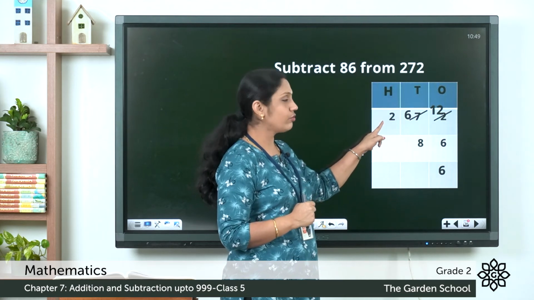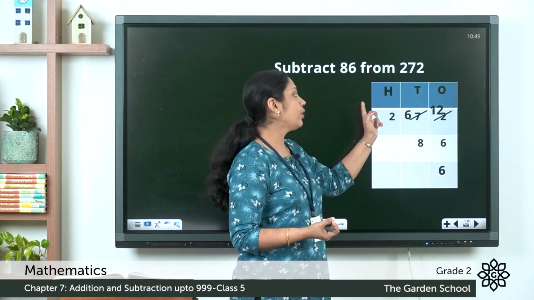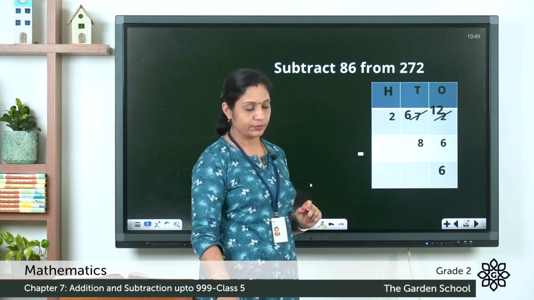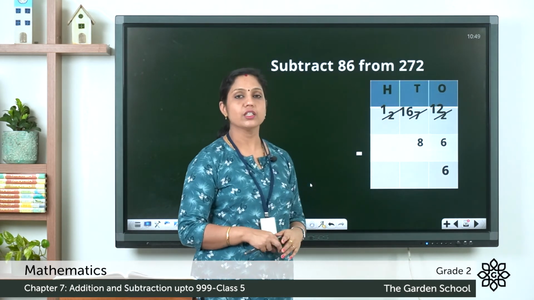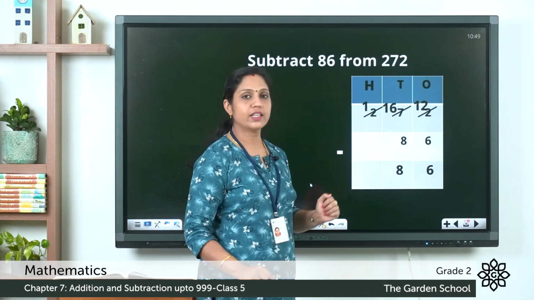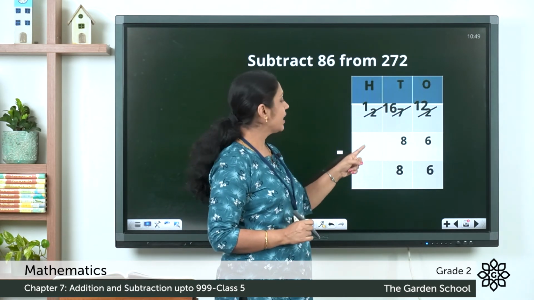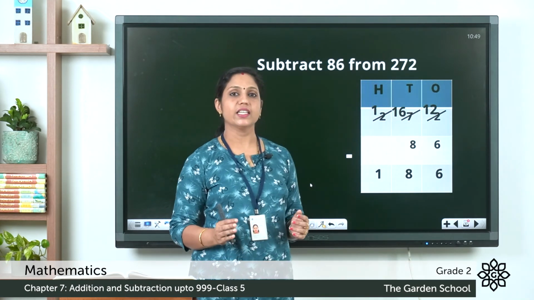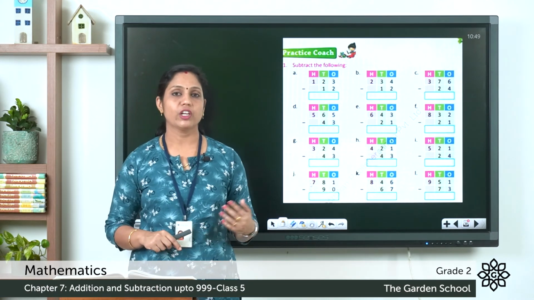In the hundreds place we have 2. So when we borrow from 2, we get the number 1 here, and that 1 which we borrowed we'll take to the tens place, and here we get the number 16. So now you can see in the tens place we have 16 minus 8. So how much is 16 minus 8? It is 8. So that 8 you can write here in the tens place. Now we'll move on to the hundreds place. We have 1 here in the hundreds place that we'll write along with the answer, and we get the answer 186.